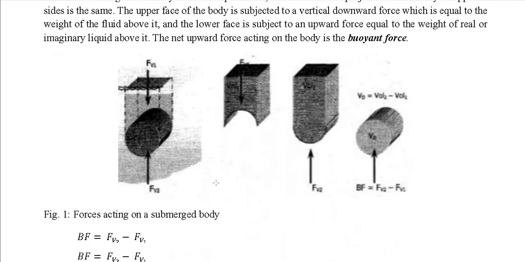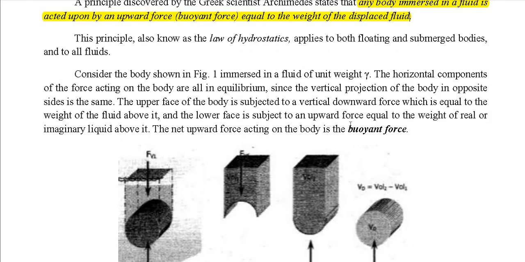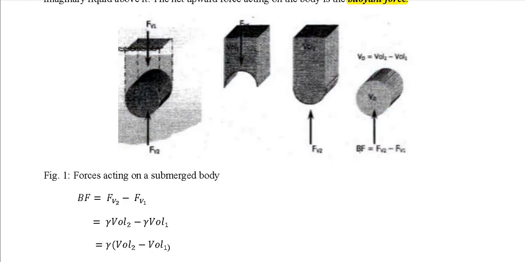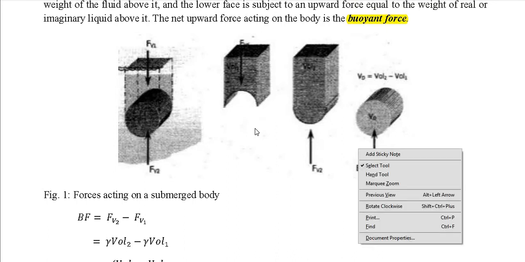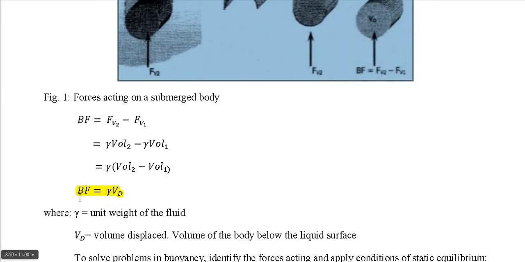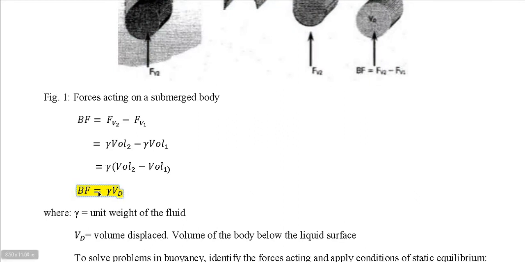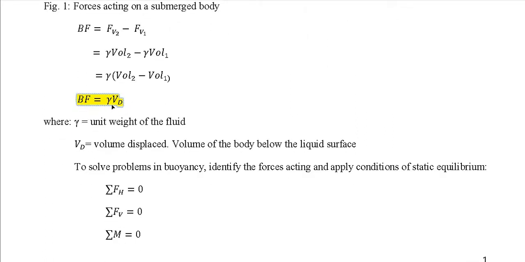So considering the body, kindly check that body. So here, as you can see, the net upward force acting on the body is the buoyant force. Yung sabi ko kanina, yung upward force that makes the body float or be submerged is because of buoyant force. Yung BF dito is the buoyant force. So here is the derivation of the formula. Pero the total formula of the buoyant force is BF is equal to gamma times volume displaced. So yung gamma is the unit weight of the fluid, at saka yung VD is the volume displaced.